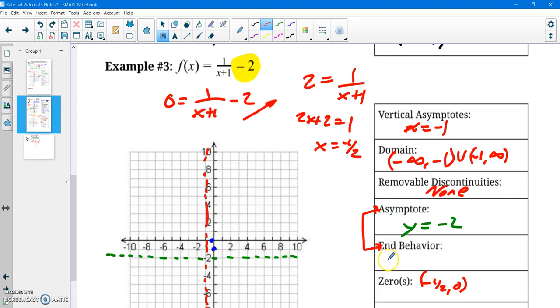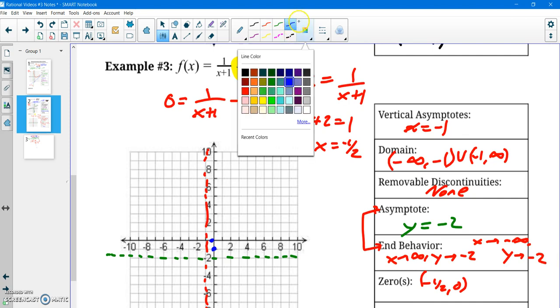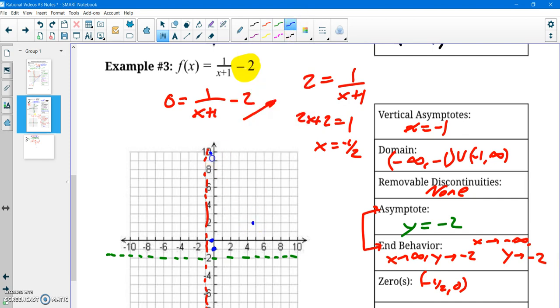In this case, it's a horizontal asymptote. As x goes to infinity, well, it's going to get close to that green line. So my y is going to go to -2. Same thing as I go to -infinity. Okay. I know what this chunk looks like. And then for this chunk, I hope you're getting a hang of this. It probably either looks like this or like this.